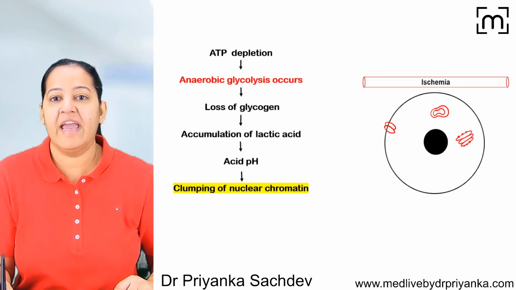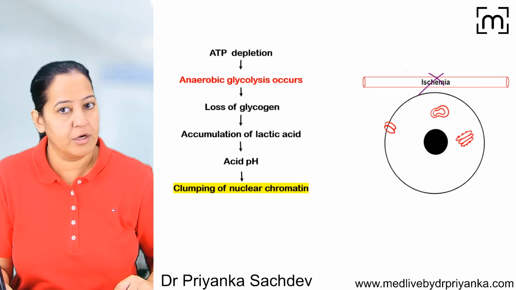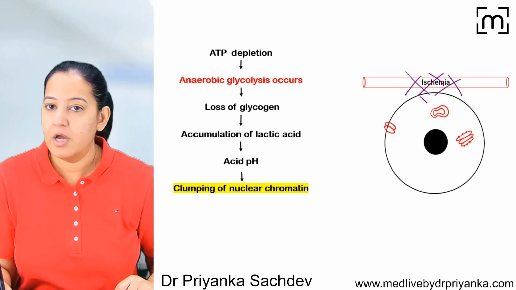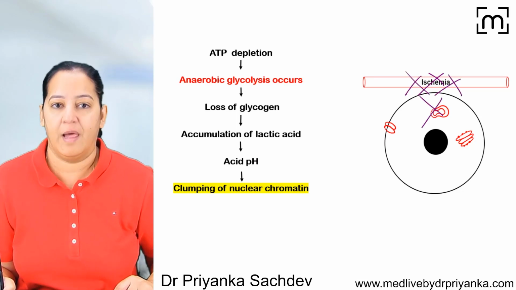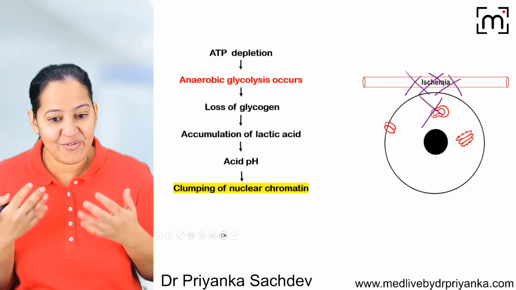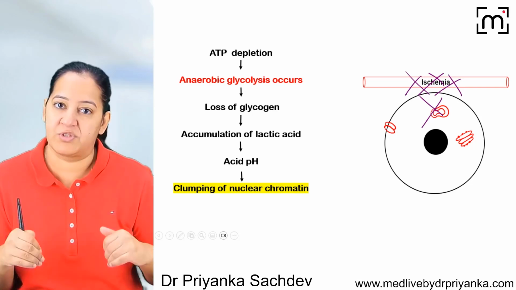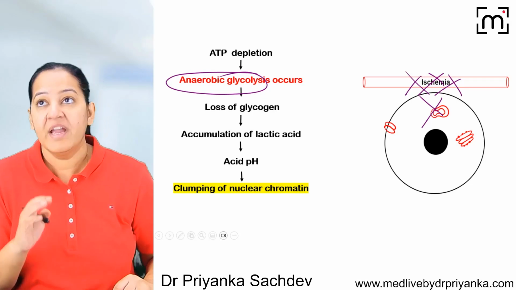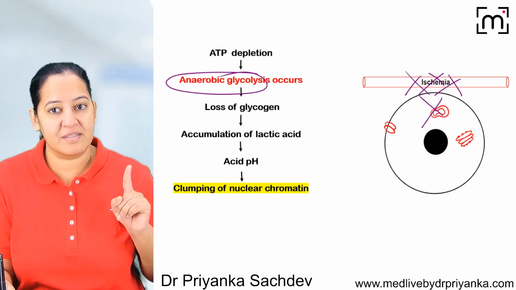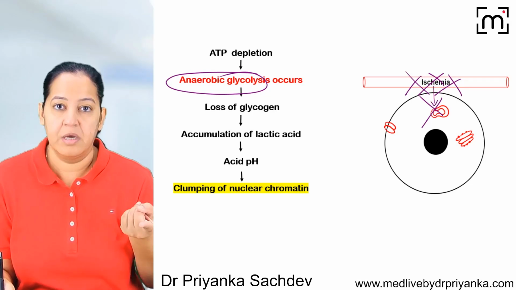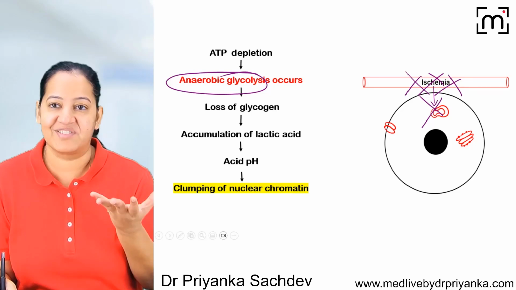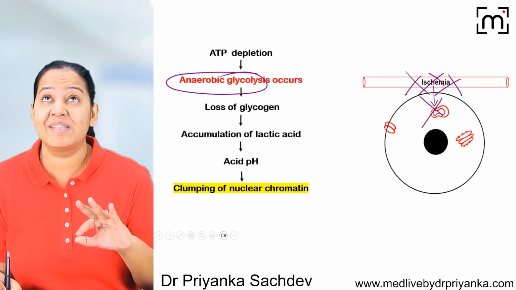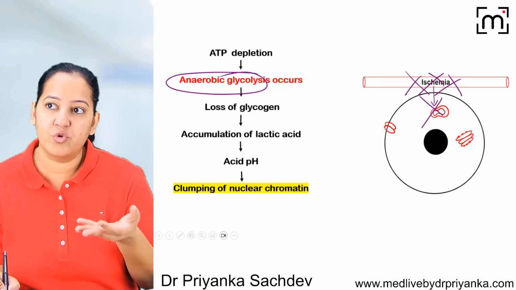The second thing: again, there is ischemia, no blood, no oxygen, no ATP synthesis in the mitochondria. Now, the cell will try to synthesize ATP without oxygen. That is anaerobic glycolysis. You know, in aerobic glycolysis, ATP is synthesized in the mitochondria in presence of oxygen. So it is a better way. More ATPs are synthesized. But if oxygen is absent, the cell will try to compensate and try to make ATP.